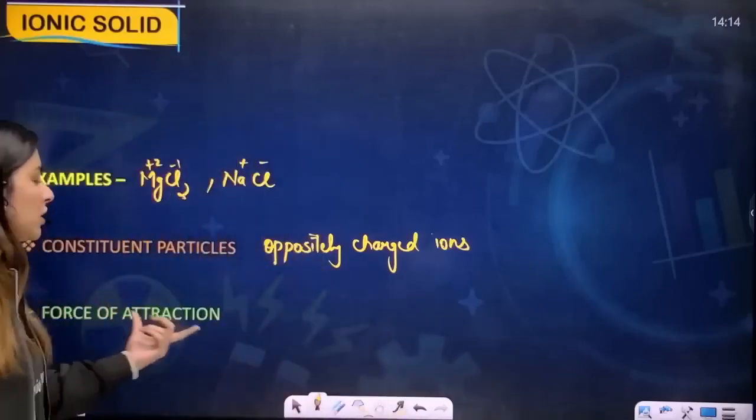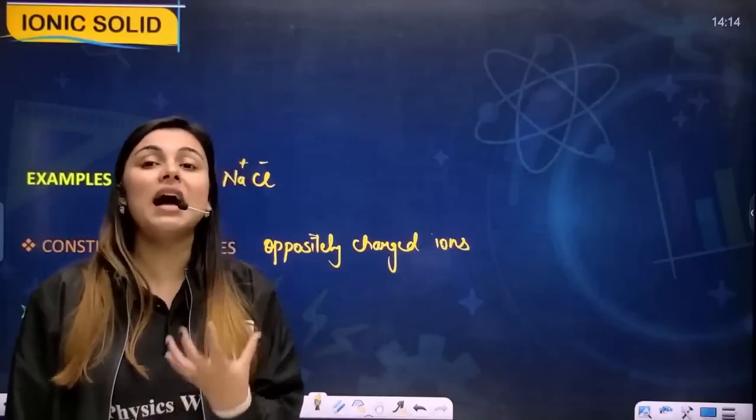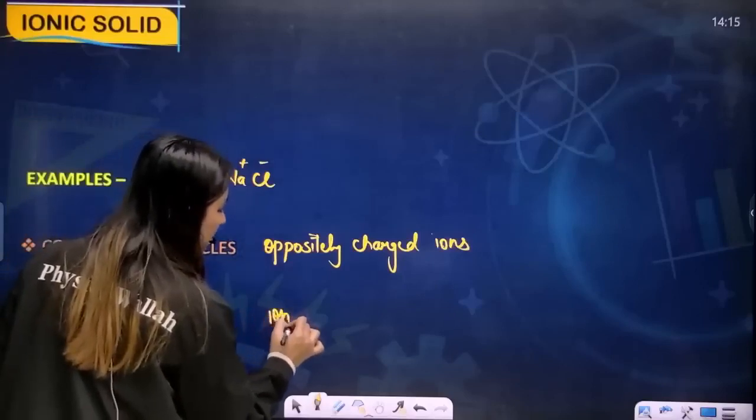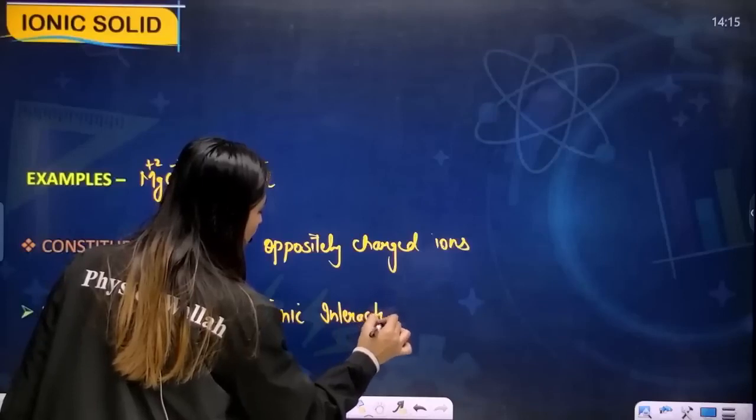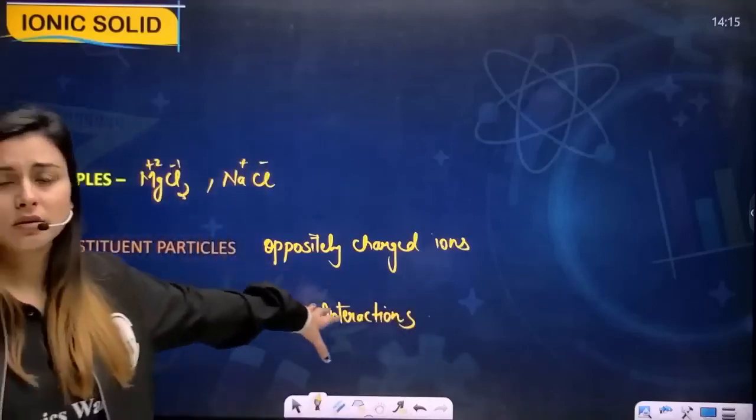If you talk about the force of interaction, which force is taking place? Strong ionic interactions are taking place. So ionic interactions, and these are very strong. Perfect. I hope you're clear till now. There is no issue till now.